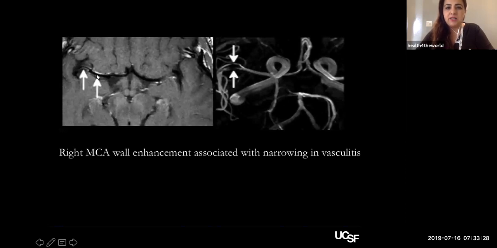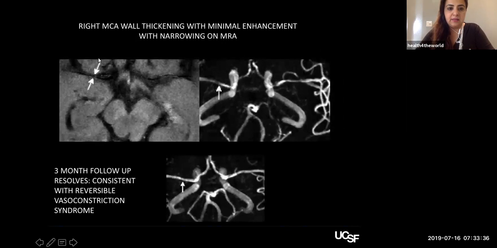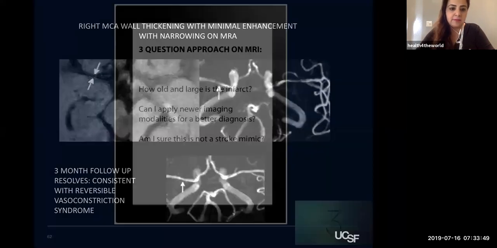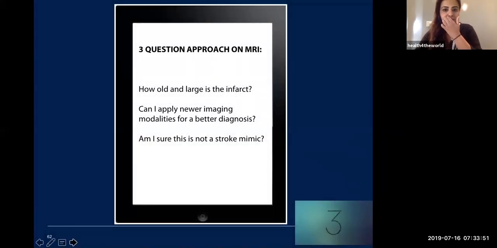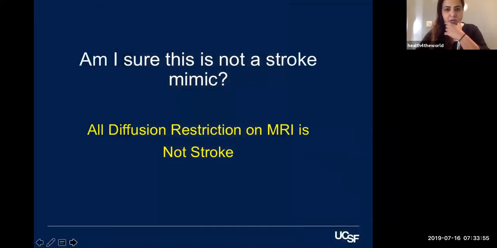Whenever we get a young patient with a stroke, we generally get vessel wall imaging because we want to see whether there is any enhancement on the wall or not. This patient had a little bit of enhancement, but it was reversible, and this patient had reversible vasoconstriction syndrome. So vessel wall imaging is also a very good tool and can be added to the protocols, but that would require contrast.